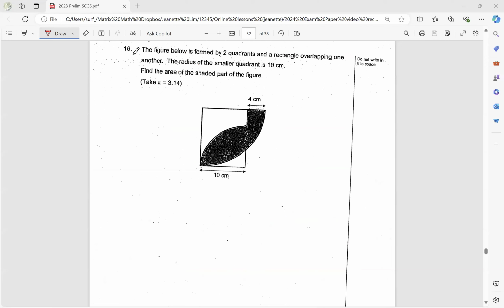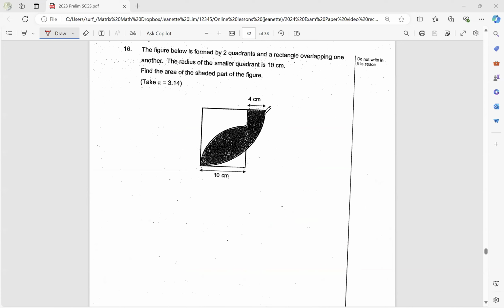Question 16. Figure below is formed by 2 quadrants and a rectangle overlapping one another. The radius of the smaller quadrant is 10 cm. Find the area of the shaded part of the figure. Okay, so the smaller quadrant is like here, and the bigger one is here.